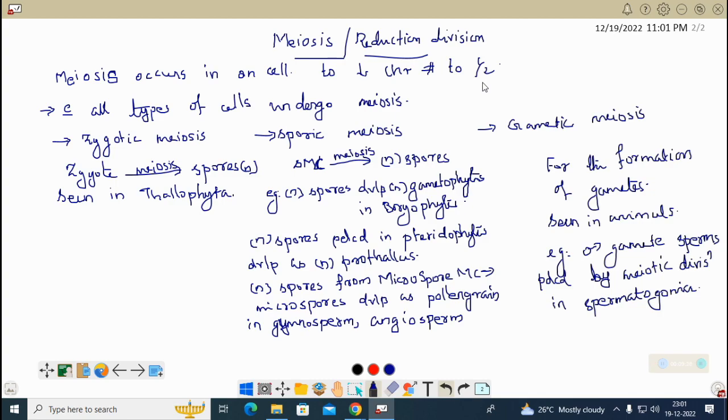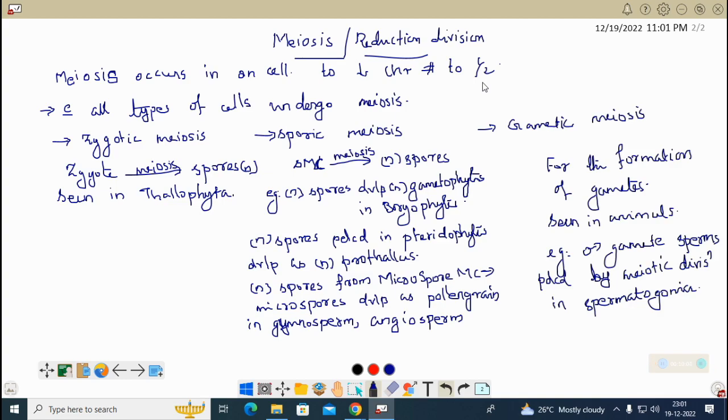Now which types of cells undergo meiosis? Meiosis occurs with the zygote, with the spore mother cell, and for the formation of gamete, in the gamete mother cell. So we can see three different types of cells undergo meiosis, and we have classified that as zygotic meiosis, sporic meiosis, gametic meiosis. In zygotic meiosis, the zygote undergoes meiotic division for the formation of haploid spores, and this haploid spore will develop as a haploid plant body, seen in thallophyta.